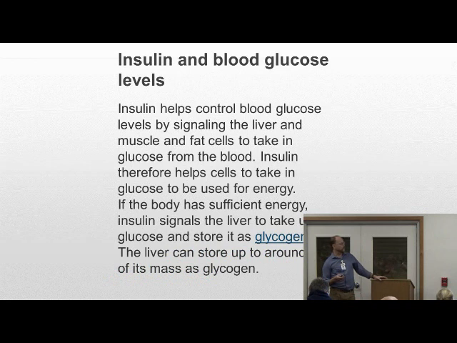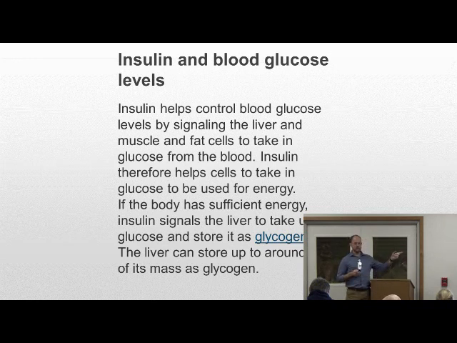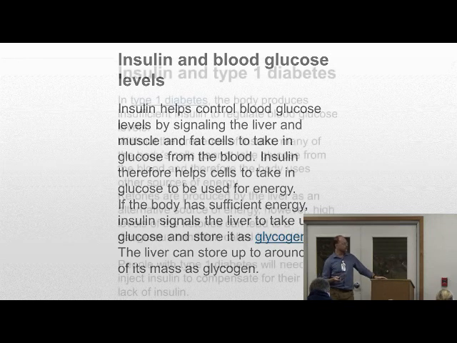And insulin helps control the blood glucose levels. It signals the liver and the muscle and fat cells to pull the glucose out of the blood. So insulin is also how you store that energy, right? It is involved in storing glycogen. And 5% of the mass of the liver might be glycogen. It's pretty good. The liver's a big organ, so it's quite a lot of fuel that your liver can store.